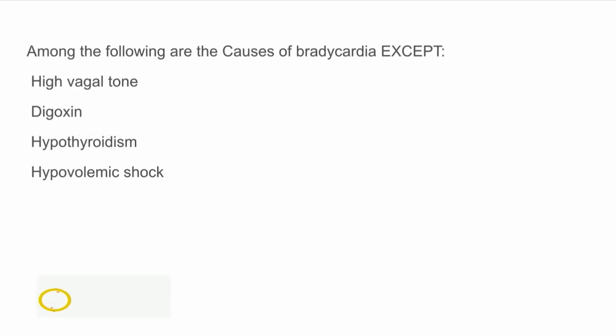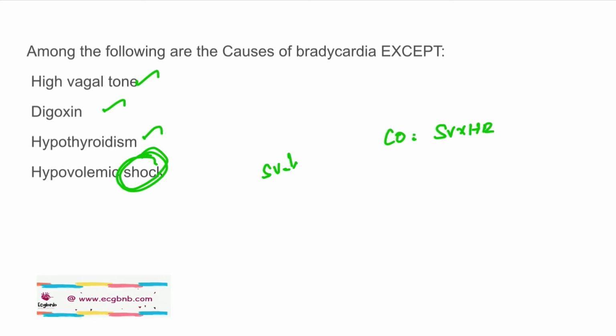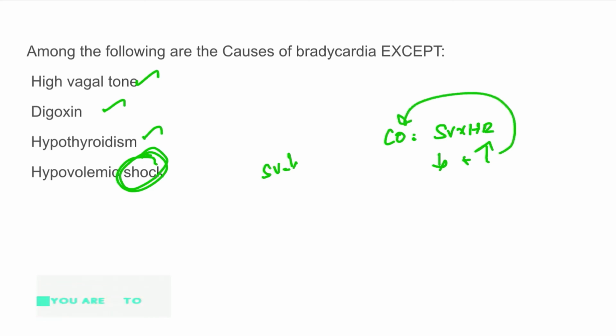Among the following are the causes of bradycardia except. High vagal tone can cause bradycardia, digoxin can cause bradycardia, and hypothyroidism we all know that it can cause bradycardia. In hypovolemic shock, the vascular volume will be reduced. So stroke volume will get reduced. We all know that cardiac output is equal to stroke volume into heart rate. So as stroke volume gets reduced, the heart rate has to increase in a compensatory manner to increase the cardiac output. So there will be tachycardia and not bradycardia in hypovolemic shock.